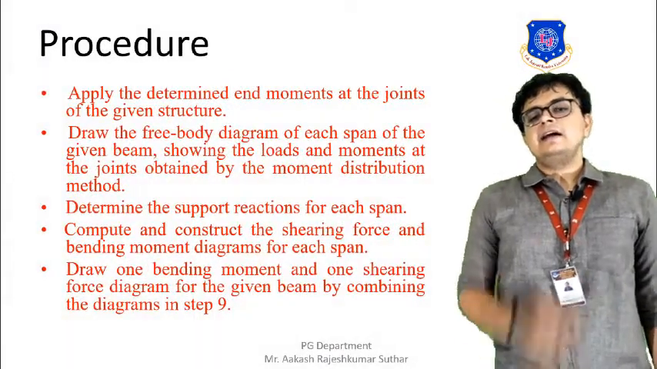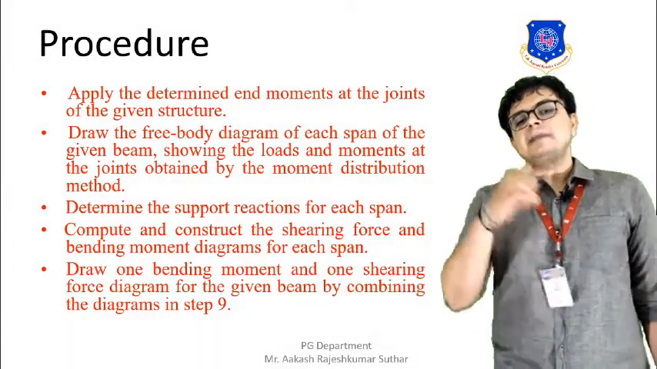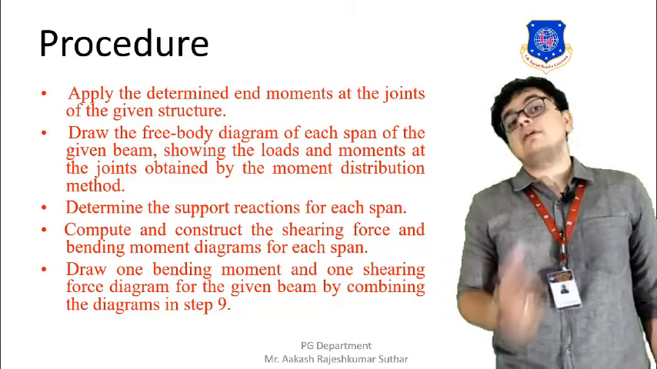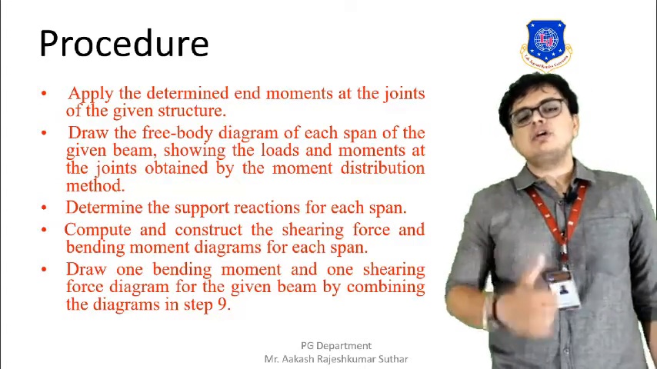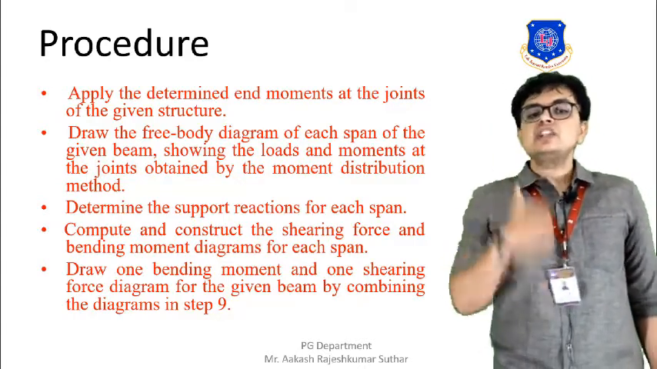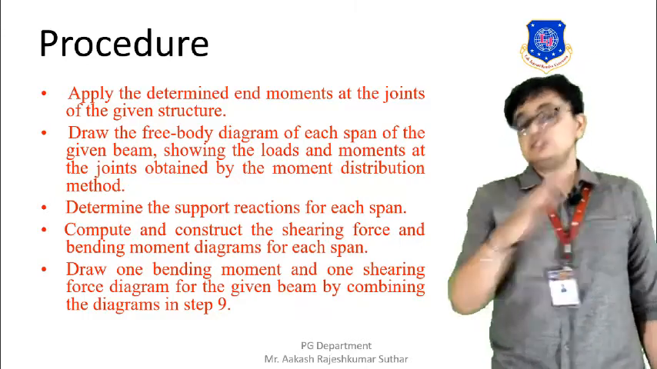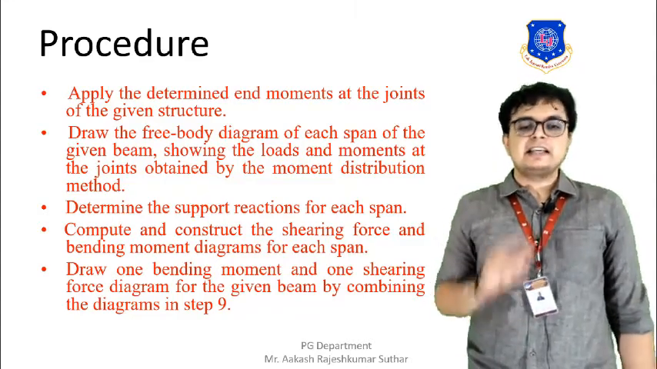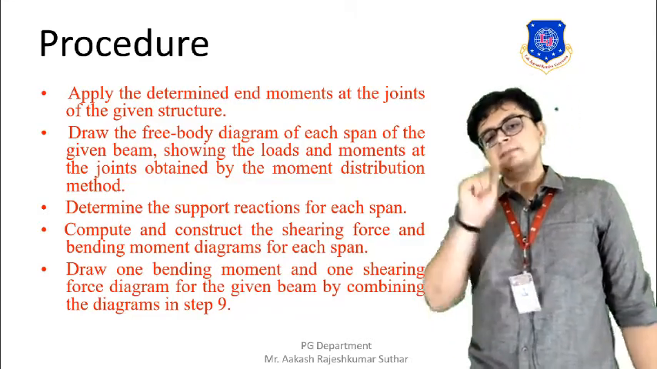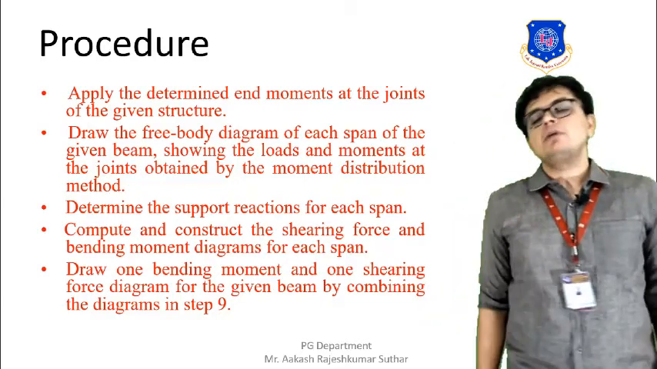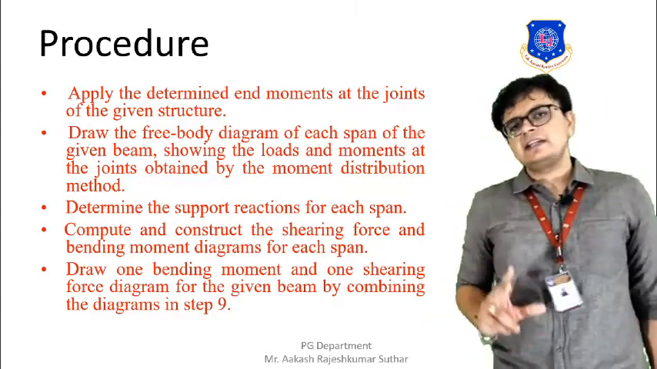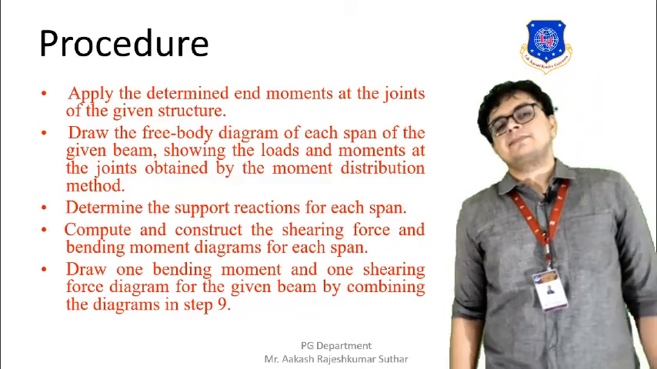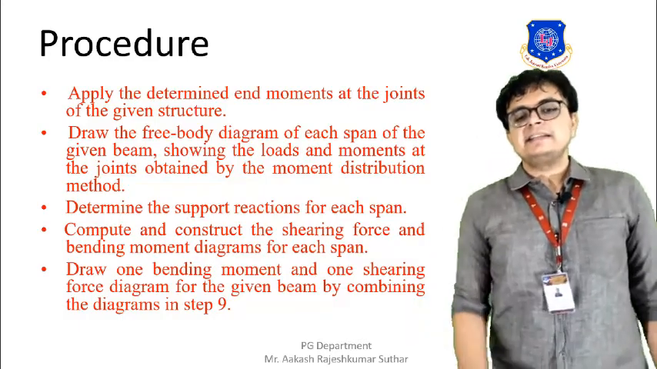Then we apply the determined end moments at the joints of each member. After that, we have to draw the free body diagram (FBD) for each span of the given beam, showing the loads and the moments at the joints obtained by the moment distribution. Whatever moments we get and whatever loads we have must be shown in the diagram. After that, determine the support reactions.